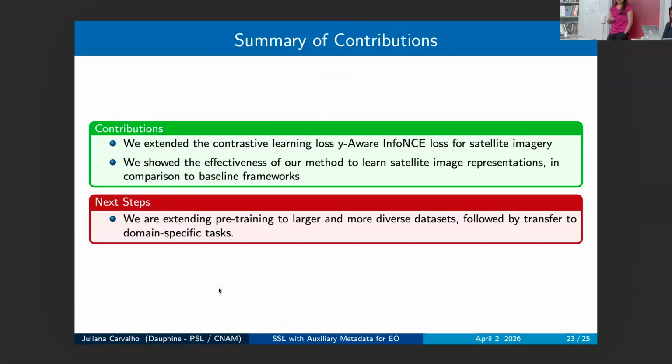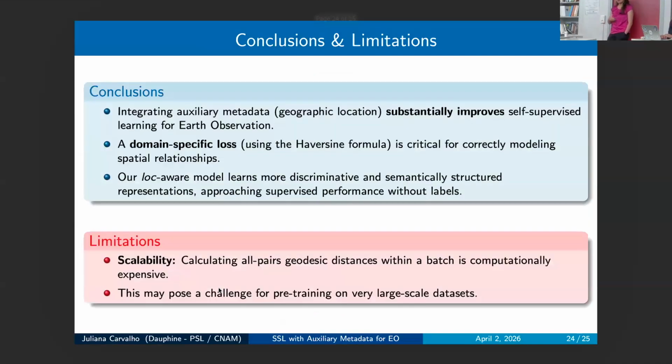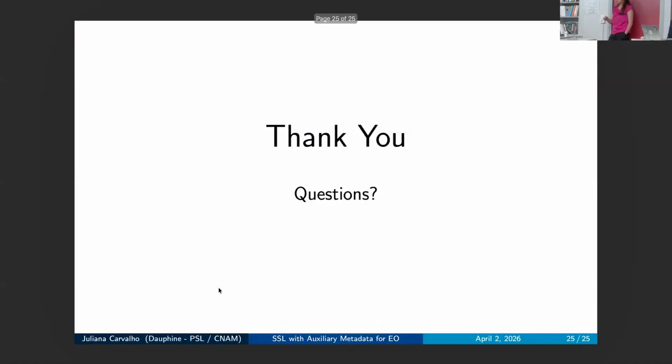And yeah, our contribution was adapting the Y-Aware contrastive loss for satellite images. And we are right now trying to extend the results, pre-training on larger and more diverse datasets, and also doing transfer learning. And yes, we essentially improved our self-supervised baseline, but it still has a limitation, its scalability to compute all the distances. And we look forward to improving it. If you have any feedback, it will be very appreciated. Thank you.